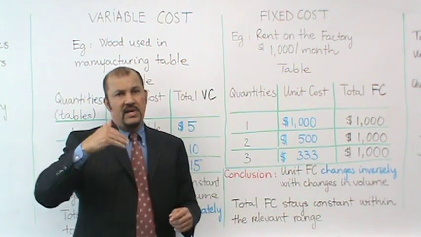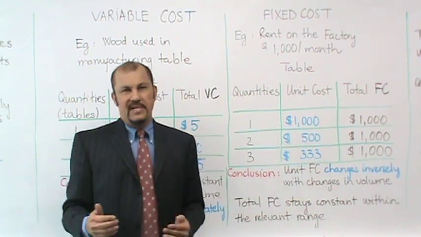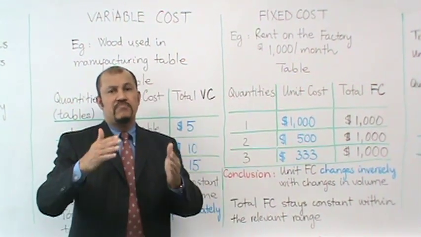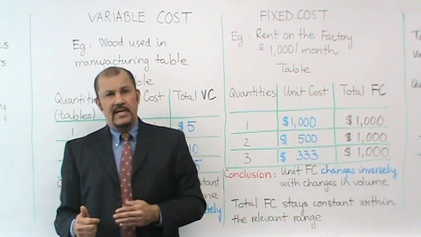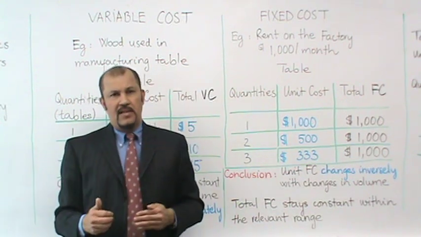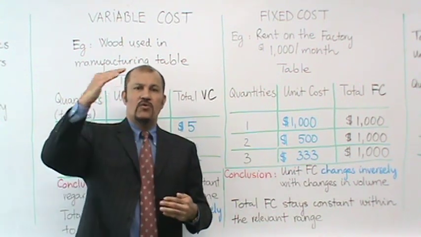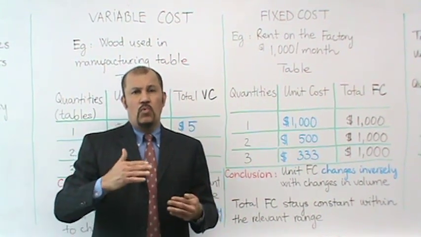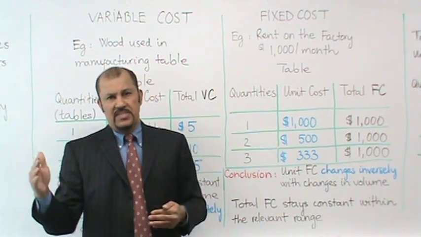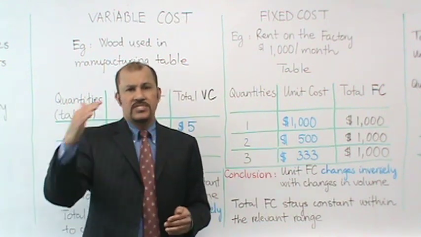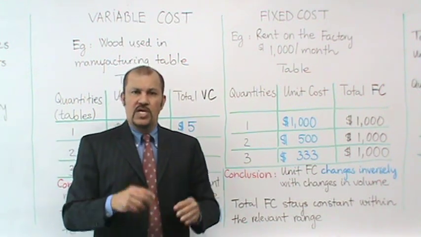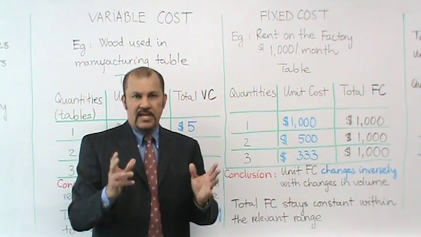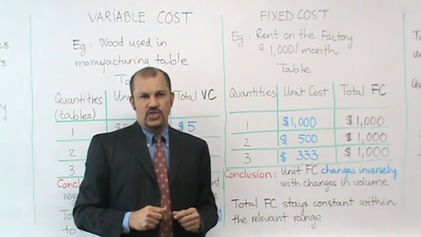But if I wanted to manufacture more than 10,000 tables, I would have to probably rent another building and pay another $1,000. So in that case, if I went over 10,000 units of manufacture, then my fixed cost would increase, would go past the $1,000 because I'm going outside of my relevant range. So that's a little bit about the concept of relevant range.